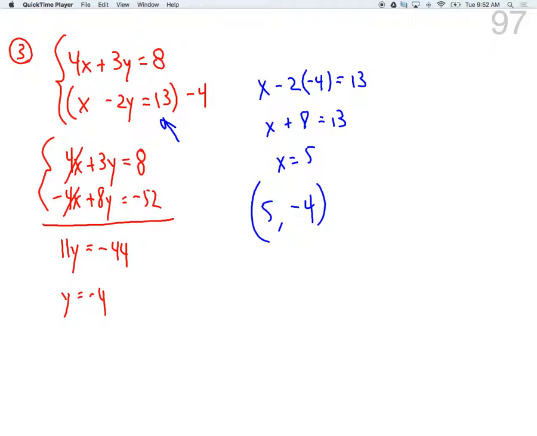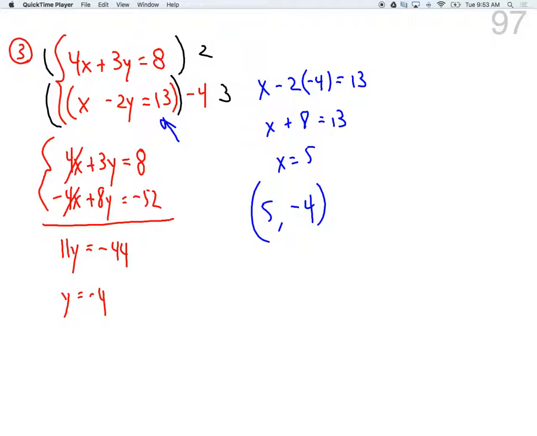Now, what else could I have done? If we go back to the original equation, I could have multiplied the top equation by -1/4. I don't want to, but I could. I could multiply the top equation by 2 and the bottom equation by 3. That's going to cause this to be 6y and this -6y, and the y's would cancel out. You have a lot of different options here.